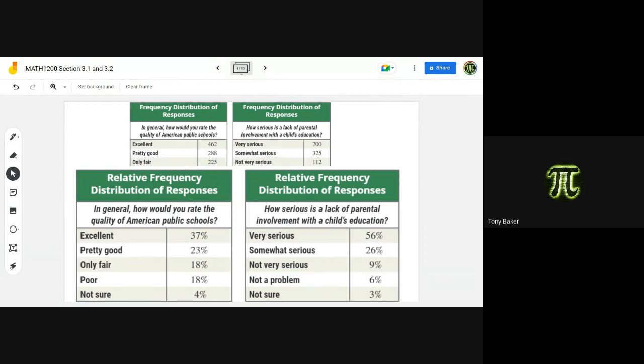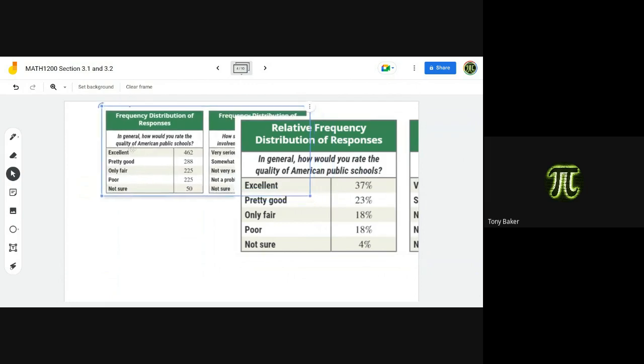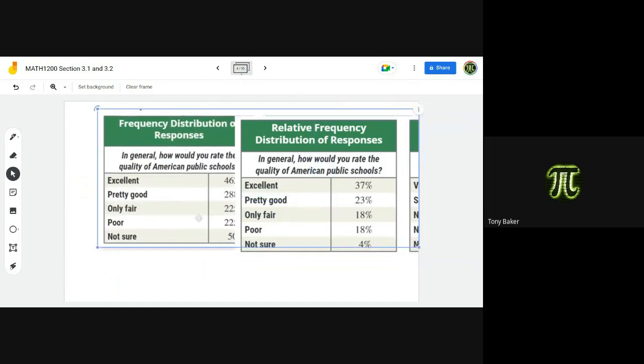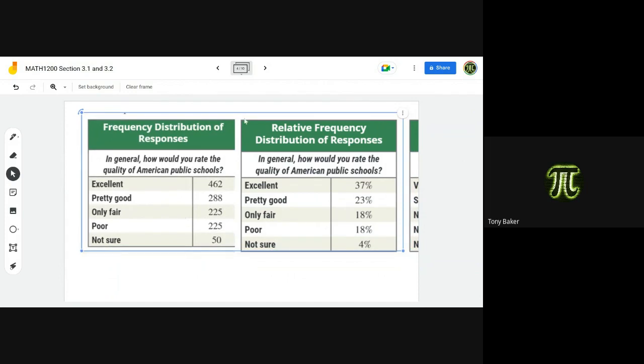All right, so all they did to change from this to that: if you take 462 and divide it by 1,250, let me see real quick, because I'm hoping it comes out the way they said it was. Yep. You get 0.3696, which rounds off to 37%. So to change it, all you do is divide it by the total number of surveys or people that you looked at.